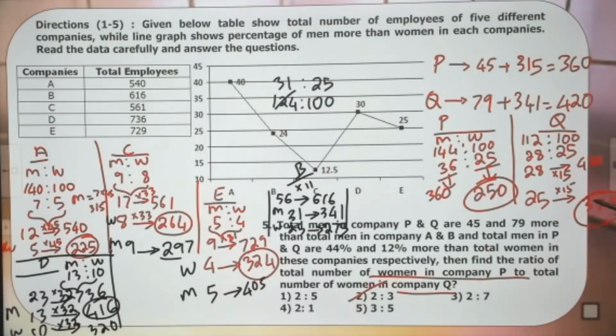Or you just write 25 into 15, that's enough. Here you don't need to find out the exact value because you are going to take the ratio. Anyway you are going to simplify it, so you can just write that number itself. So the answer is option 2.